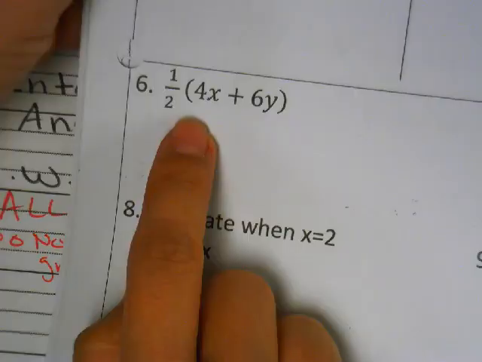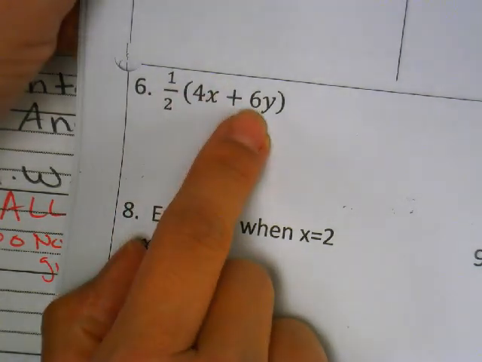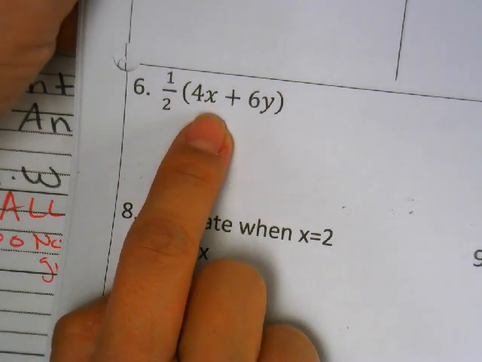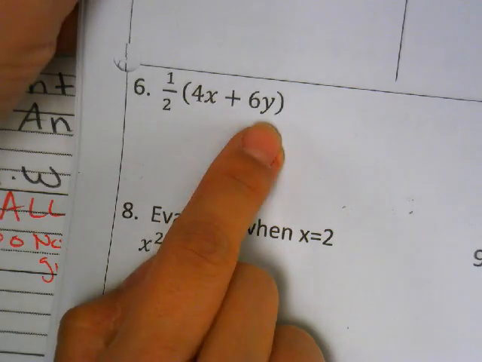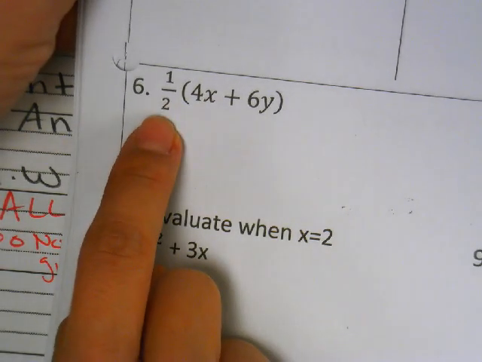Here's another distributive property that's also on your homework, a half. So I'm going to distribute a half. I did go over this with you. So what's half of 4x? 2x. And what's half of 6y? 3y. Okay. They try to confuse you with the half. It's just take half of this.